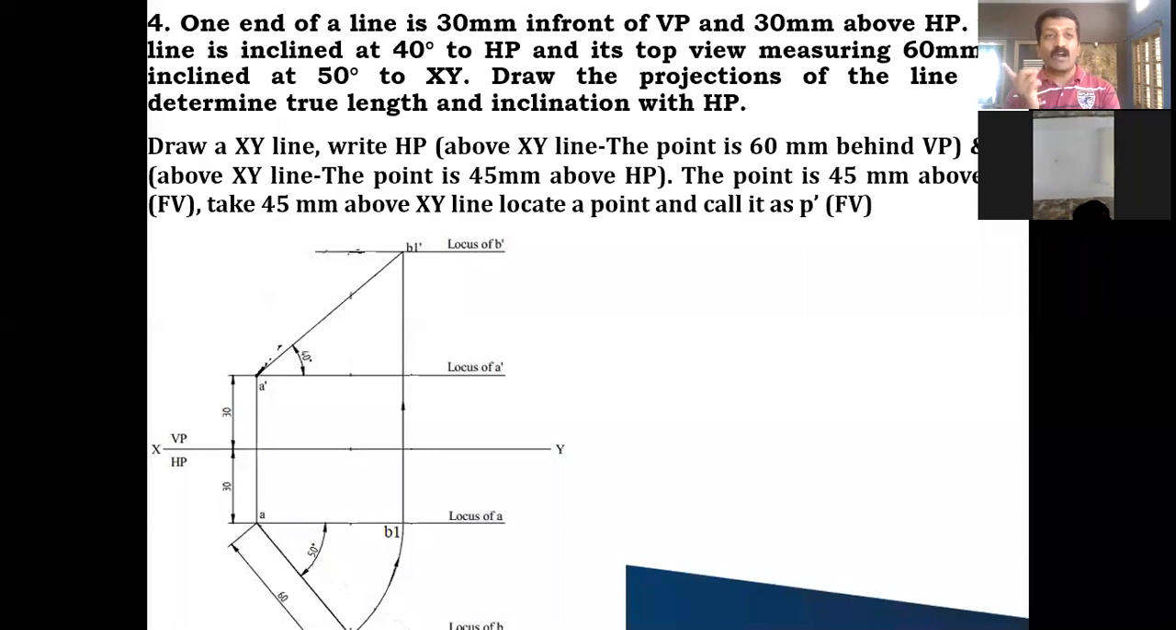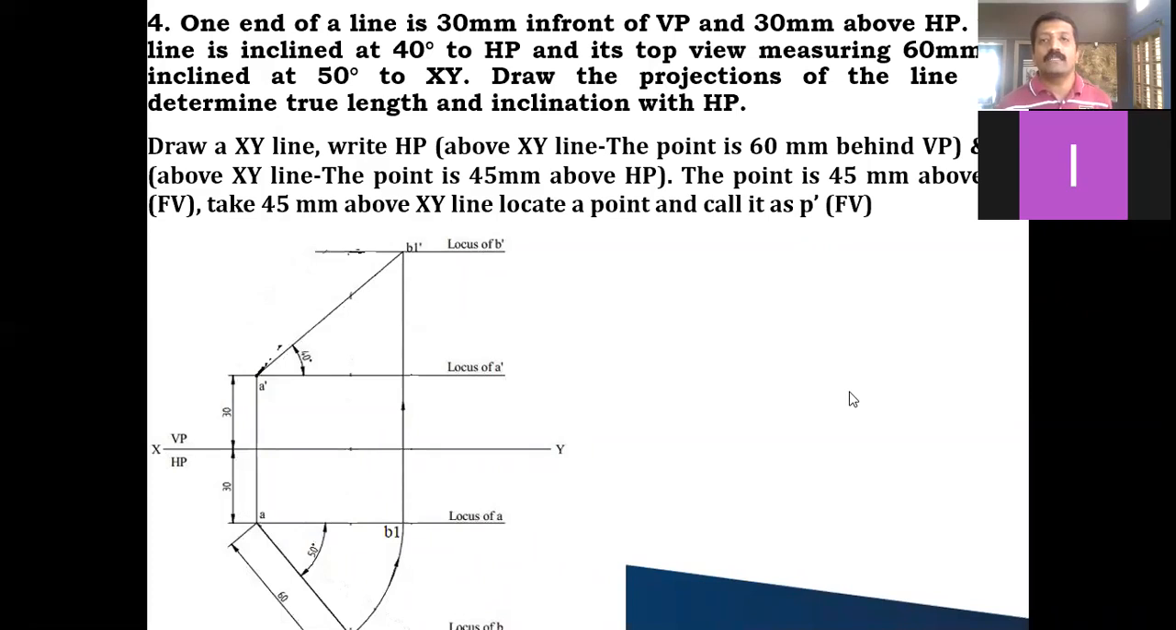And he says the top view is inclined at 50 degree to XY line. Okay, the top view inclination is nothing but beta. Correct? This apparent inclination, whatever he has given, it is the apparent inclination. So beta is given. So what I should do after this? I will take this as the center. The beta I can see only in the top view, apparent inclination. I'll draw a 50 degree line.